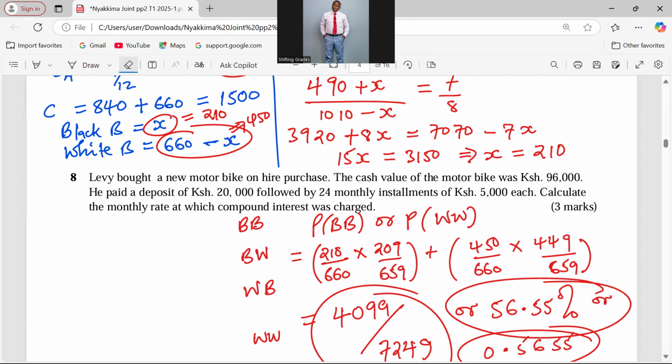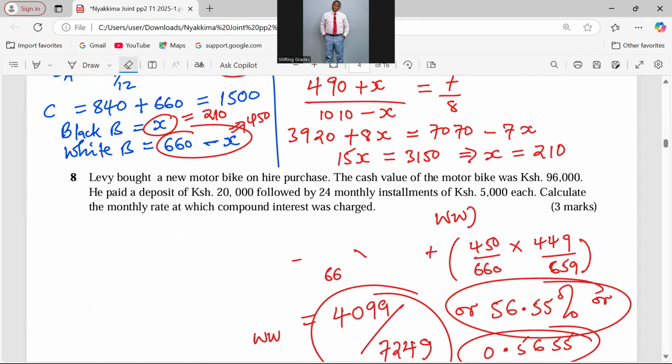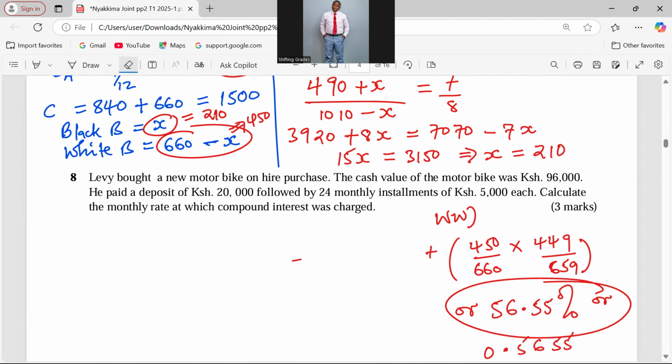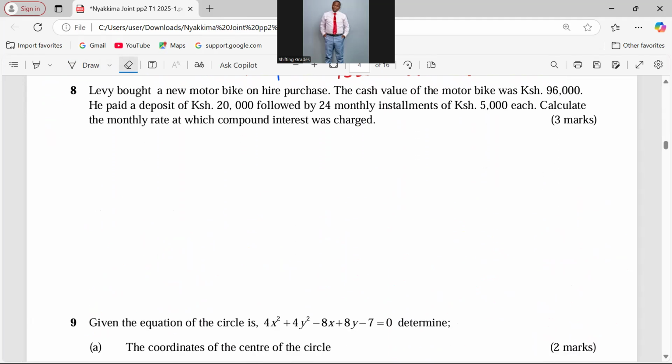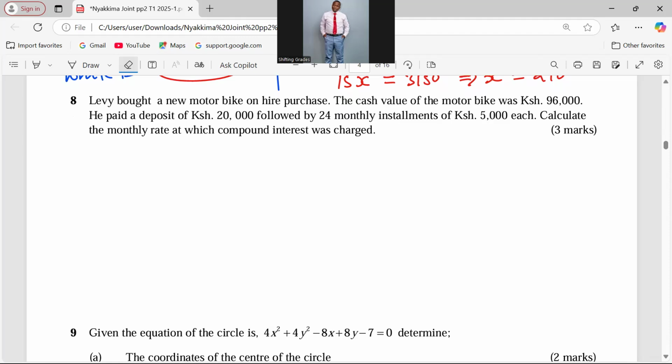Number 8 is a question on commercial arithmetic, and we are supposed to be very careful when handling commercial arithmetic, since it is one of the prime topics which frequently will appear in the national exam. Actually, it is rare to encounter KCSE without commercial arithmetic. So let's be very keen in the working out of this question.